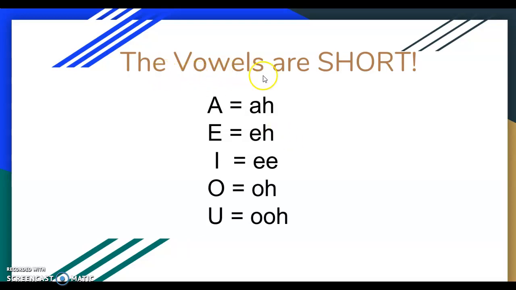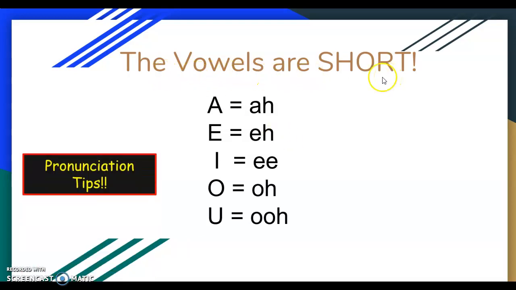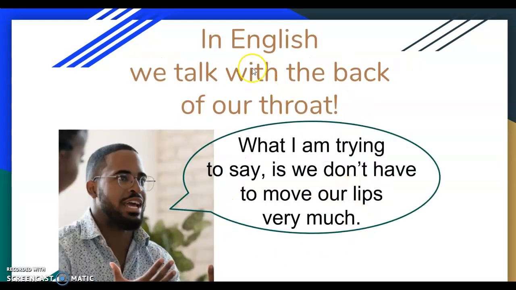So moving on to pronunciation, remember the vowels are short in Spanish. They sound like A, E, I, O, U. Okay? Don't elongate them like we do in English. Don't say A, E, because otherwise you're going to really sound American when you speak Spanish.